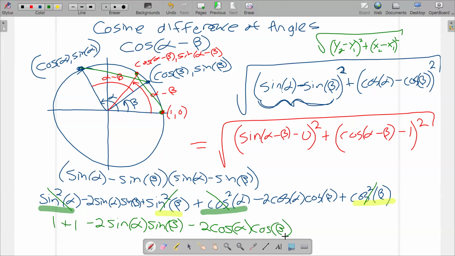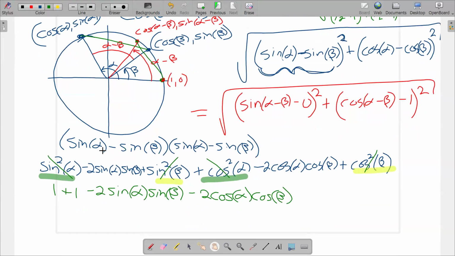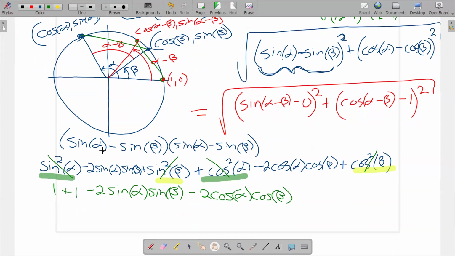Let's look at the red part next. Again, since both the blue and the red have a square root, I can make the square roots go away by squaring both sides. So I have to square the sine minus 0. Well, the sine minus 0 is just the sine, so I just have a sine squared. That's nice. So we're going to get a sine squared of alpha minus beta.